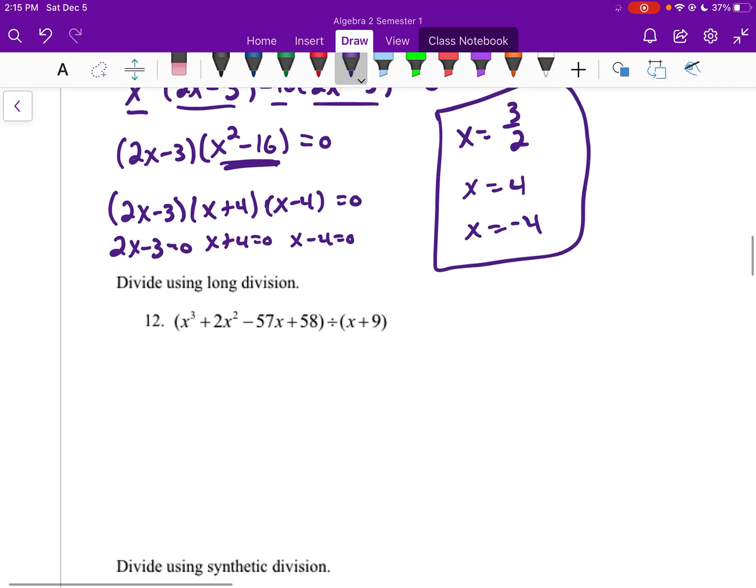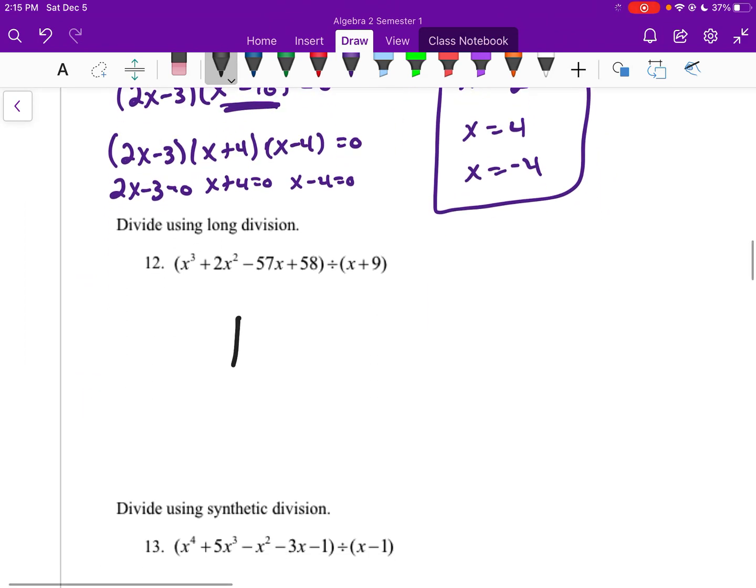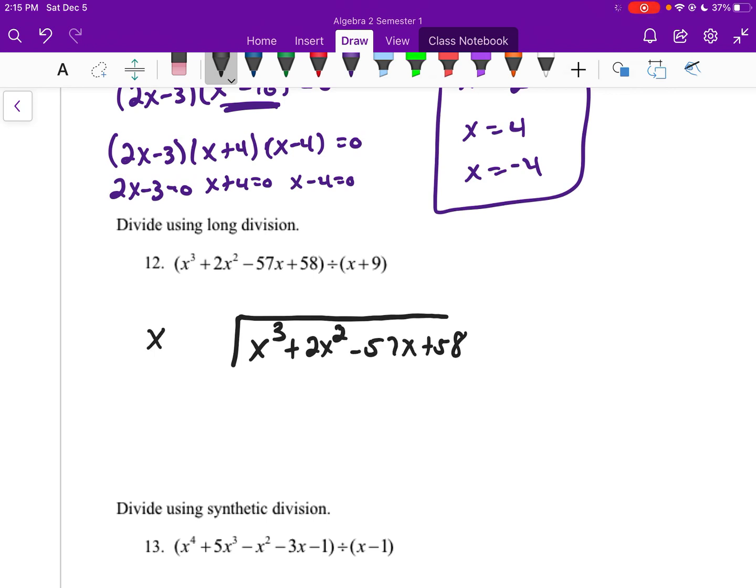All right, divide using long division now. So we set up our long division box. The first polynomial goes inside of the box, and x plus 9 will go on the outside. Then we're thinking x times what will give me x cubed. X squared does that. Then multiply it times the binomial in front: x cubed plus 9x squared. At this step, remember we are subtracting, so what would probably help is putting that into parentheses. X cubed minus x cubed is 0. 2x squared minus 9x squared, you're going to get minus 7x squared.